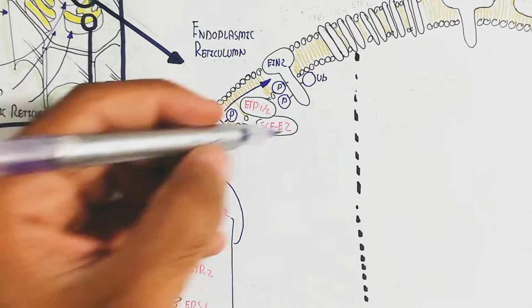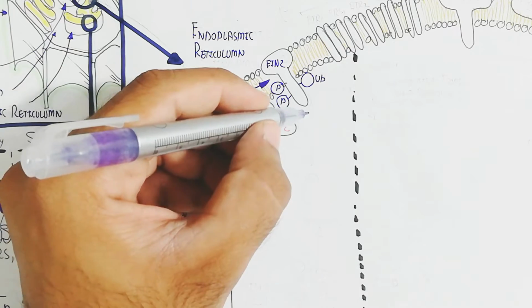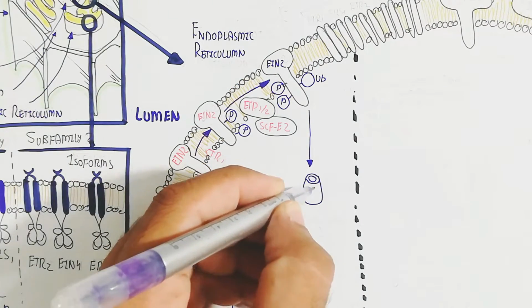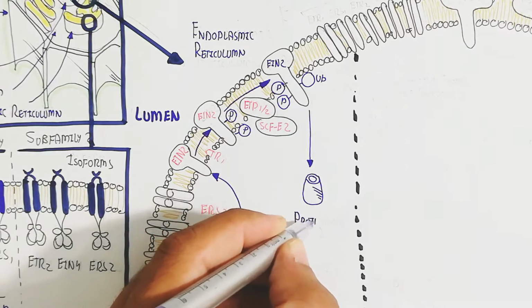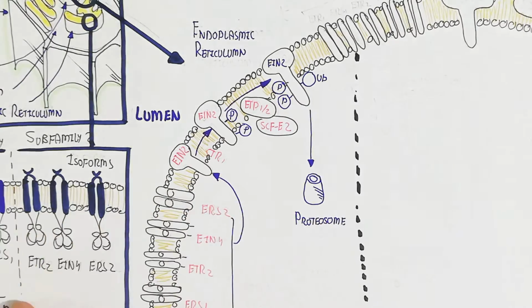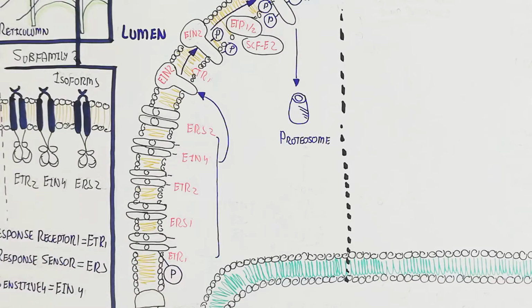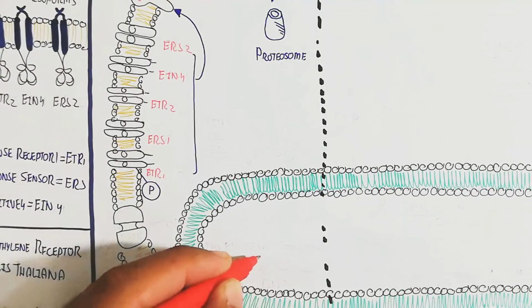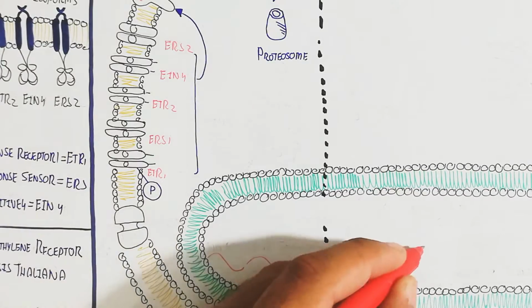EIN2 phosphorylation and ubiquitination lead to proteasome activation, and this proteasome activation is also triggered by the no ethylene stimulation in the DNA. So the DNA will transcribe. Let's begin to understand also the DNA transcription.